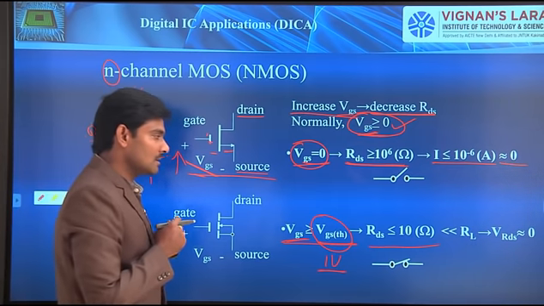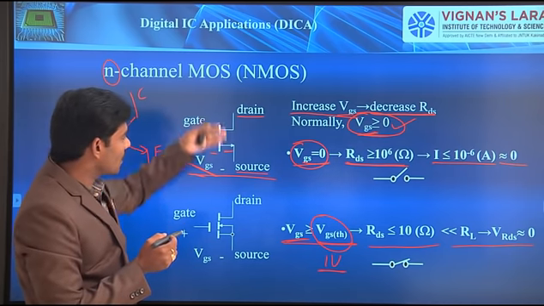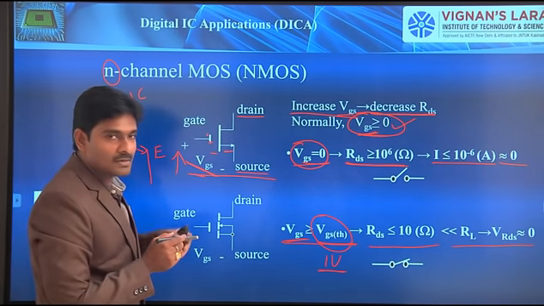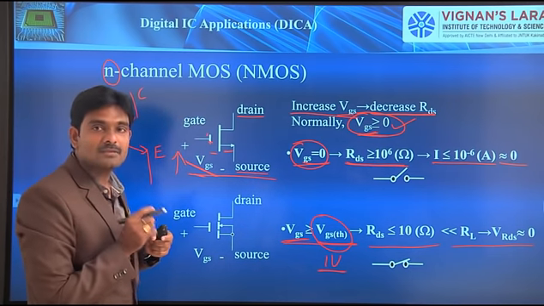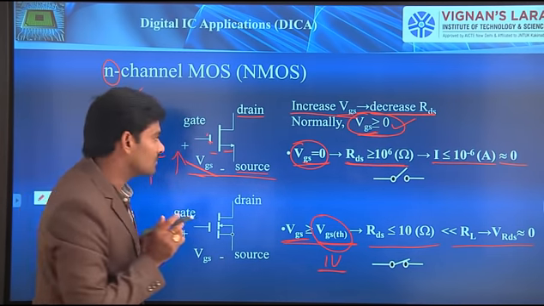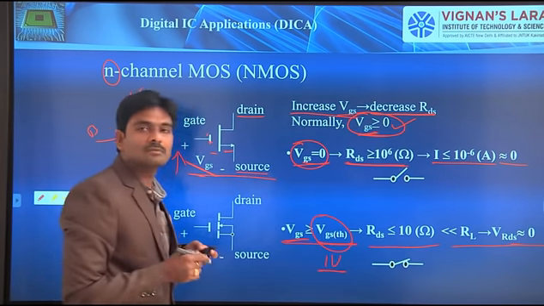Because of that, if you look at the load resistance, now the resistance between drain and source is very less. So this one will act as a closed switch. Because of that, that resistance you can consider approximately equal to 0.